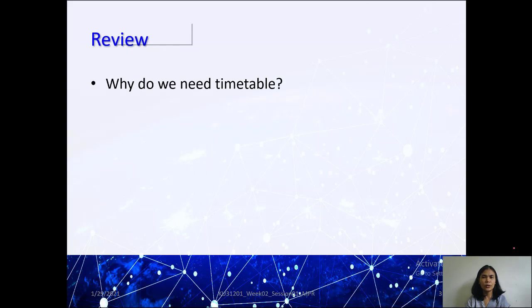So last week we were discussing the necessity of timetables, and how we present the information in a timetable. We can use two types of tenses, which are present tense and present continuous tense. And for this week, as a review of last week's material, my question would be, why do we need a timetable? Why do we need a timetable for?